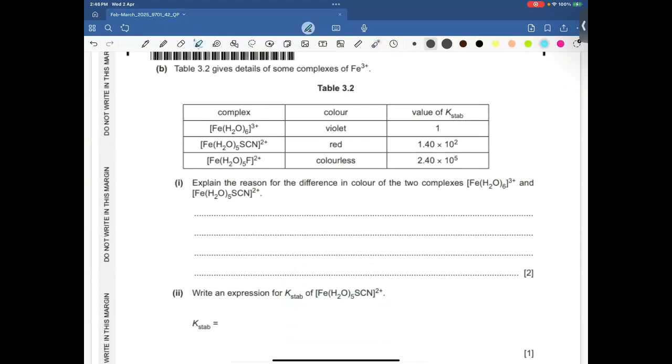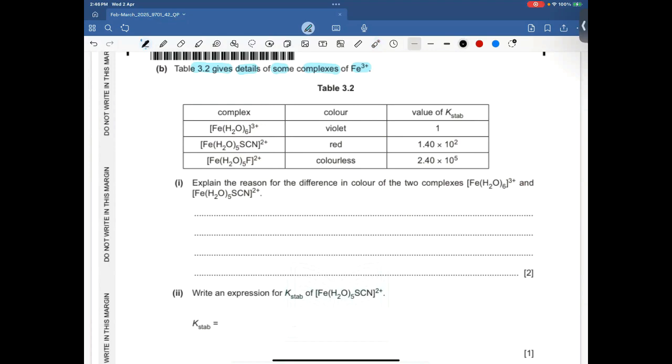Table 3.2 gives details of some complexes of Fe3+. This complex has a violet color with a stability constant of 1. This complex has red color with a stability constant of 1.4 times 10 to the power 2. The higher value of stability constant indicates that the complexes formed with thiocyanate ions are more favorable and stable than the ones formed with water molecules, which means this complex is more stable than this. Now look at this complex. It has fluoride ion. Its color is colorless and its K-stab value is much higher, which means this complex is more stable than the thiocyanate one, and the thiocyanate one is more stable than the aqua complex.